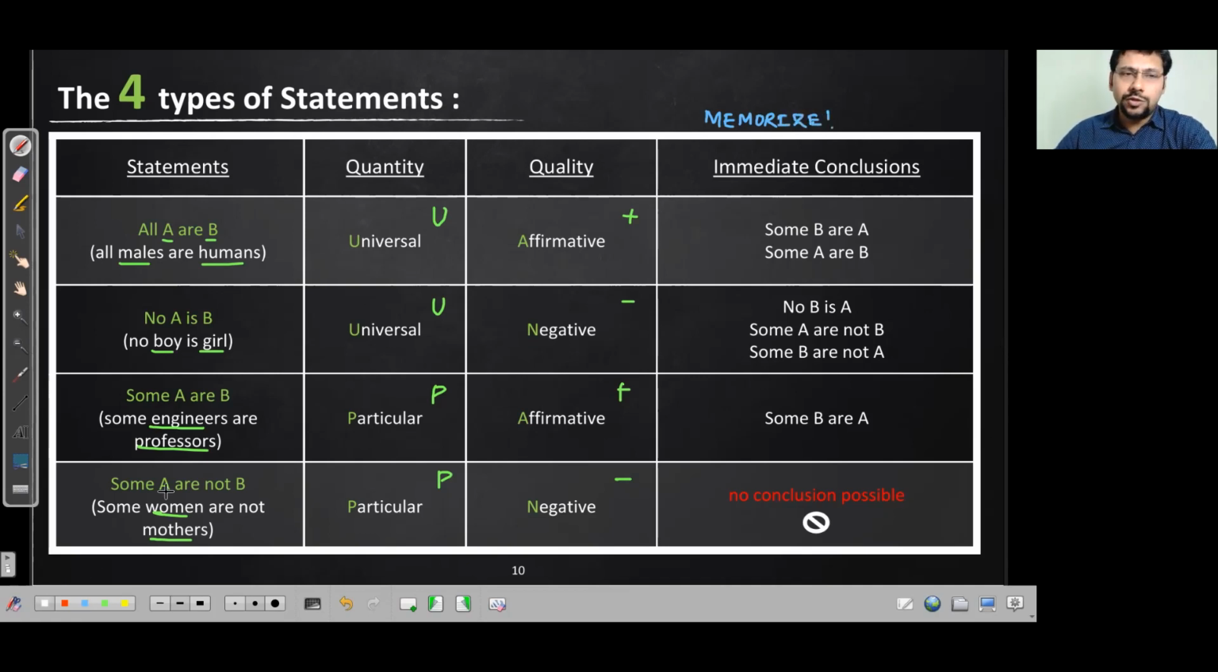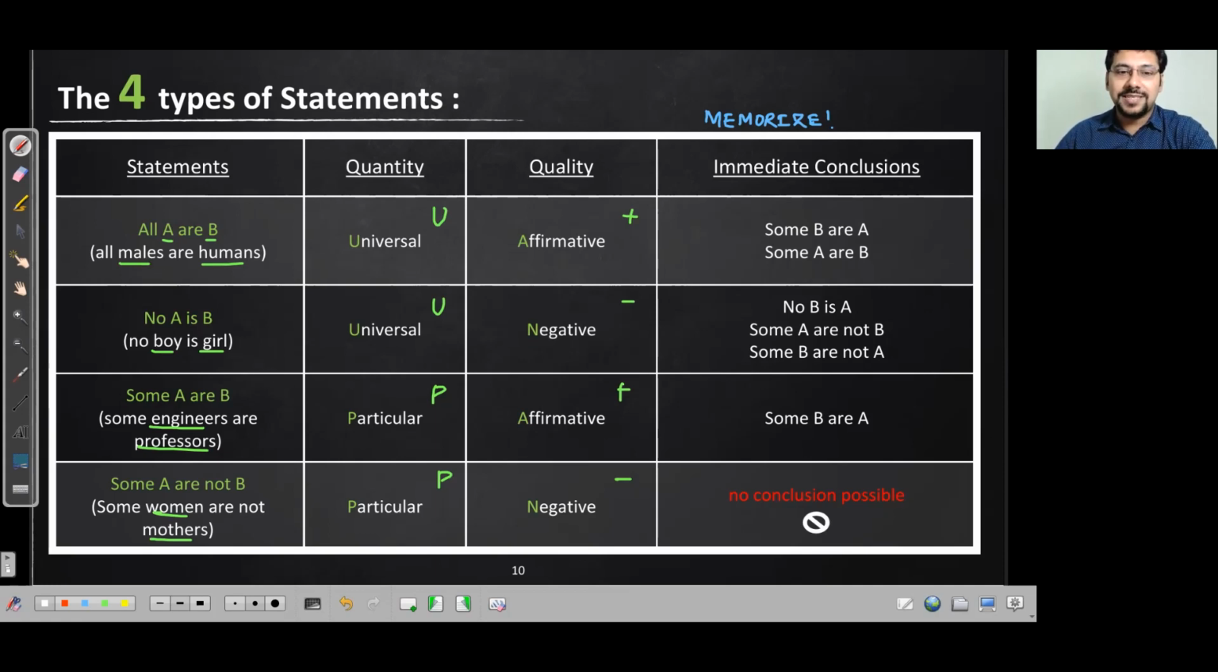So what are the two immediate conclusions that we can infer from all A are B? Let's give it a thought. If I say all males are humans, I'm sure I cannot definitely say all humans are males, because then there cannot be any other species, right? That can be human. However, that claim is wrong, but I can still say some humans are males.